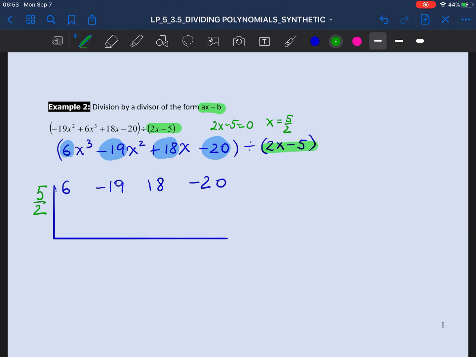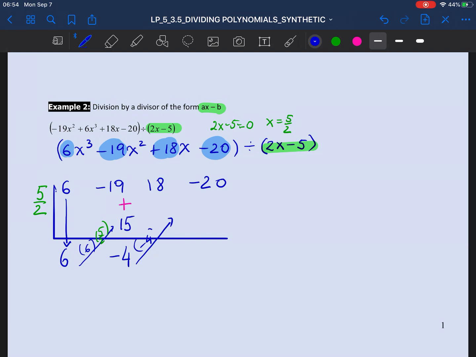Okay, so let's get started with the method. As I said, exact same thing we did in the previous division by x minus b, right? Bring 6 down. Multiply 6 by 5 over 2. That would equal 6 over 2, 3 times 5, 15. And negative 19 plus 15. We must list them below each other, right? Negative 19 plus 15 is negative 4.